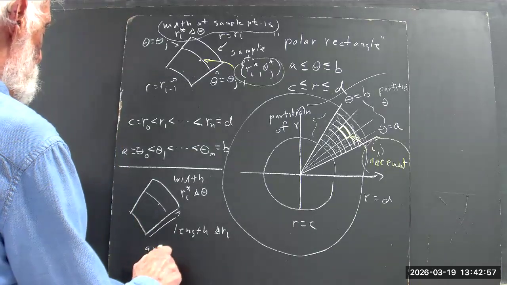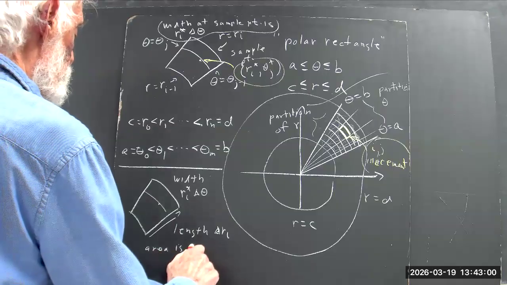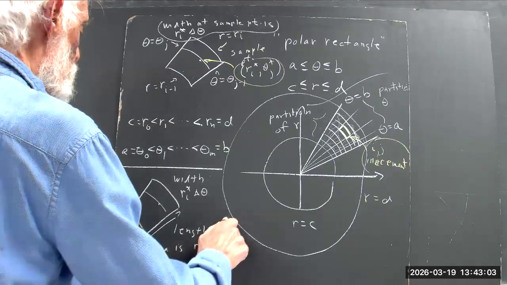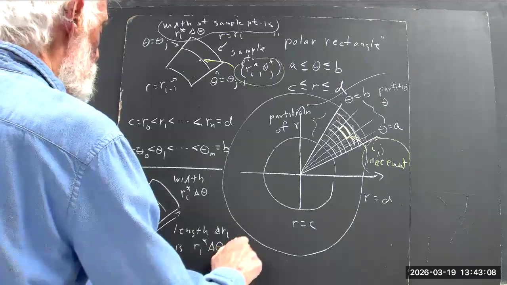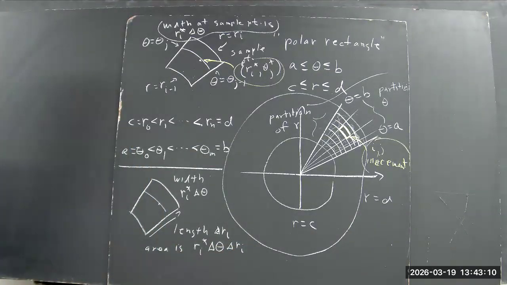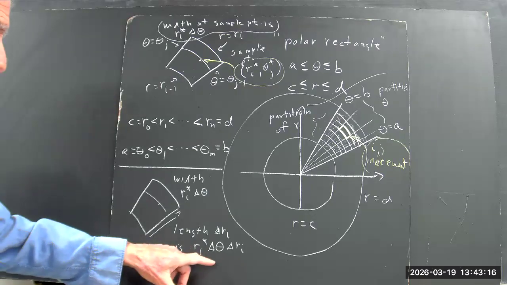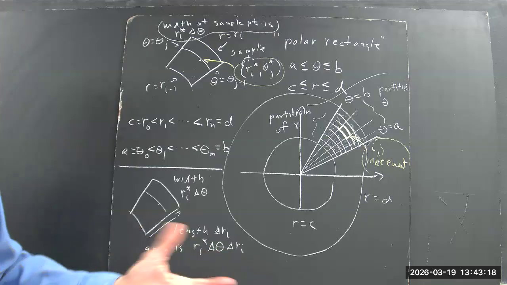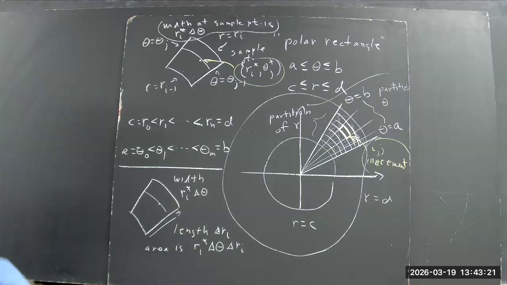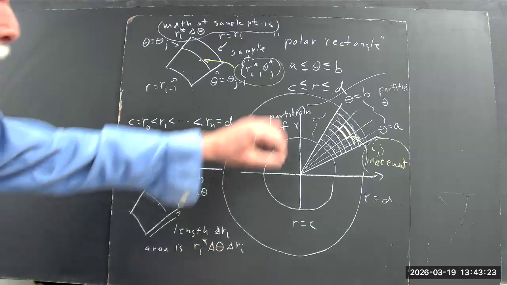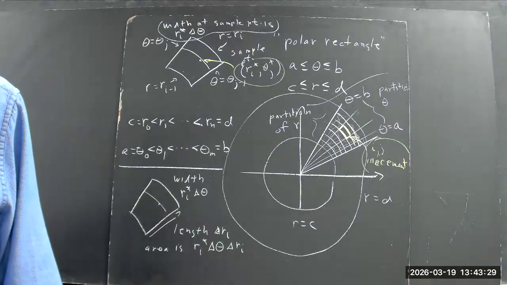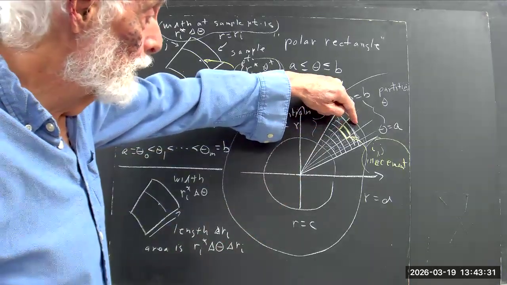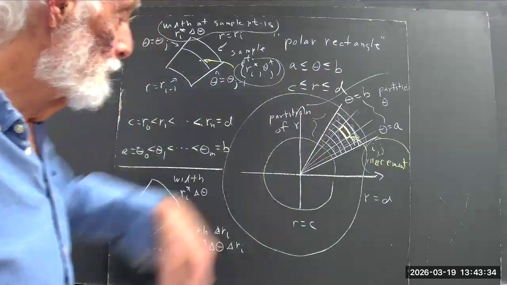So the area is r sub i star delta theta delta r sub i. And you notice that even if your delta thetas and delta r's are constant, multiplying by r sub i star makes these increments bigger as you move out away from the origin, right? I mean, you can see that this is a bigger area than this one.